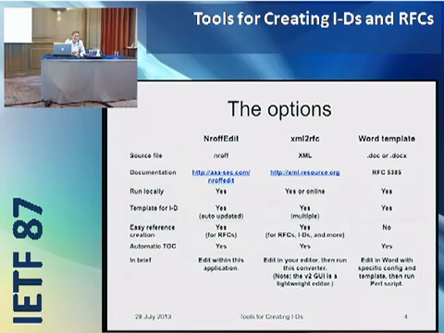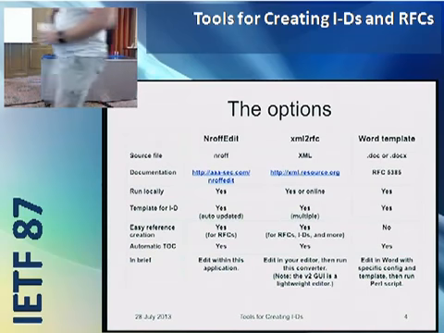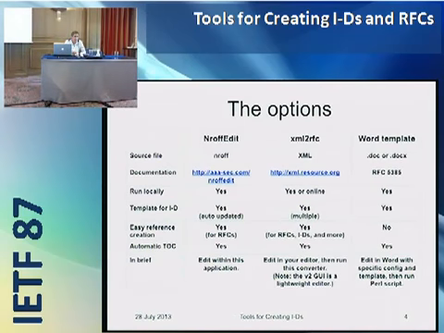Okay, so looking at some of the options. This table is meant to be an overview. As I said, for the details, it's important to go look at the actual documentation for the tool. So nroff edit, you edit a source file that's nroff. It's a standalone application, and you edit within the application, and it shows you the nroff file on one side and the text file on the other side. It has a template for an internet draft already inside of it, which is nice to get started.